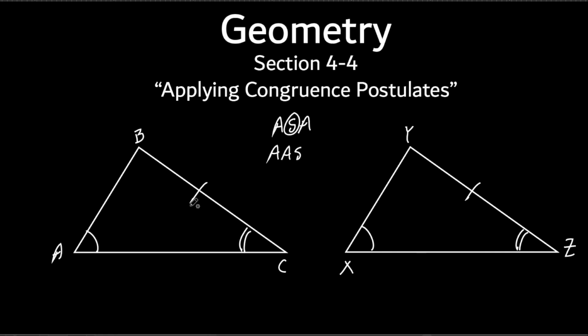Okay, so we have three ways now to show that triangles are congruent. The first one was side, angle, side. Then it was angle, side, angle. And now today, it's what? Angle, angle, side. Okay? Now let me show you why it says applying congruence postulates.